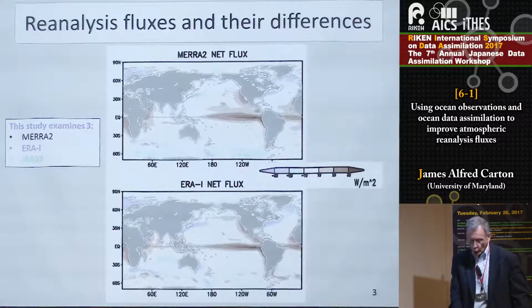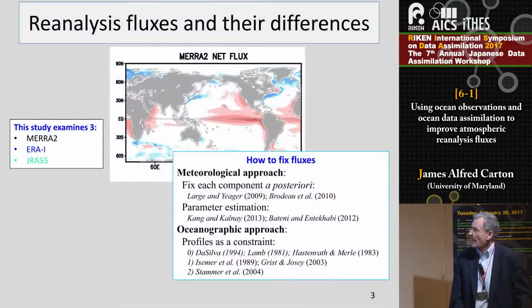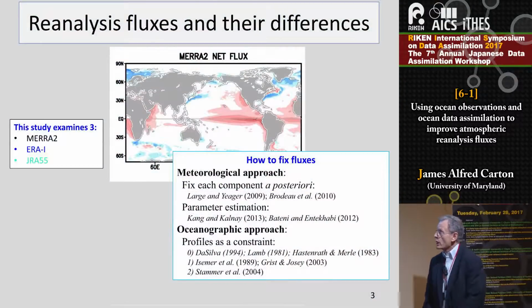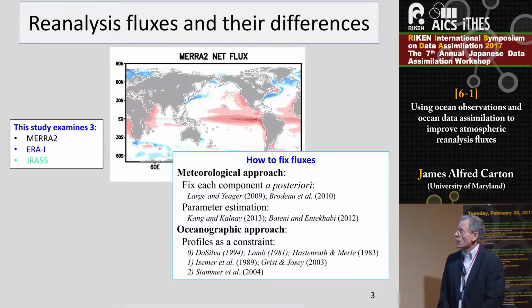And we can understand why there are such differences, because, as I say, fluxes really are the residual to try and make the internal heat budget balance. And of course, this has been known for a long time, and there are a series of meteorological approaches to try and fix the fluxes: make better use of the atmospheric observations, include the fluxes as a parameter to try and put greater emphasis on getting the fluxes right.